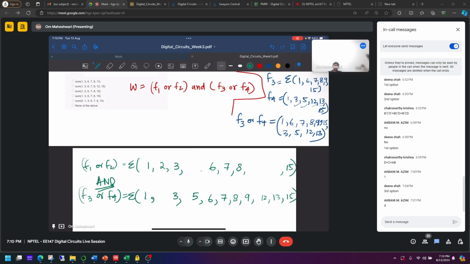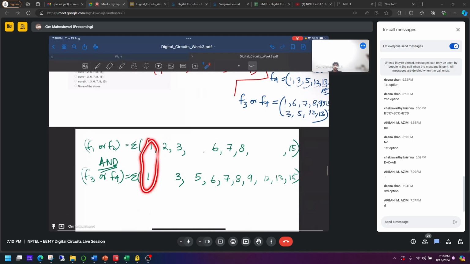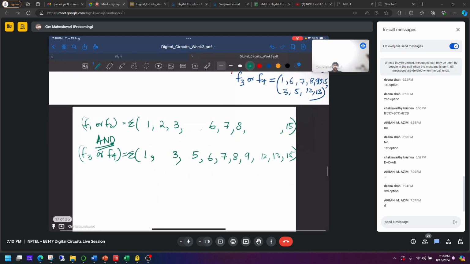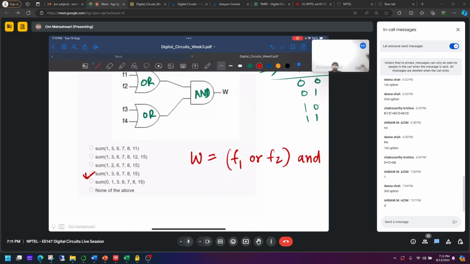Now ANDing: AND is 1 only when both are 1. Right? So both are 1 here, here, here, here, here, and here. So your ANDed answer, I'll mark these again. So your answer W is sigma 1, 3, 6, 7, 8, 15, which is this option.